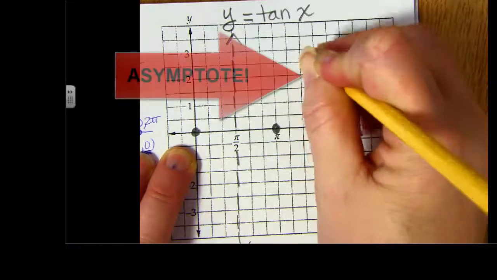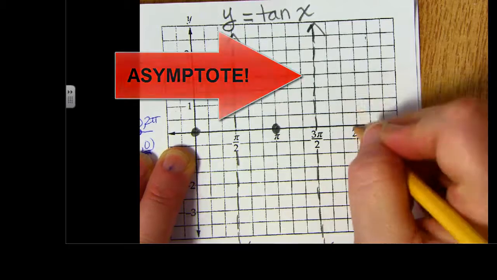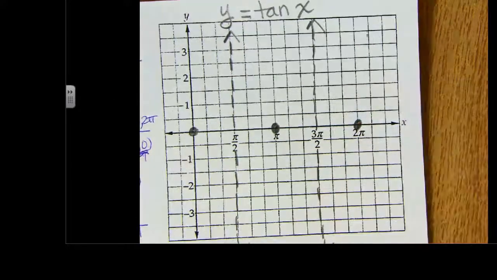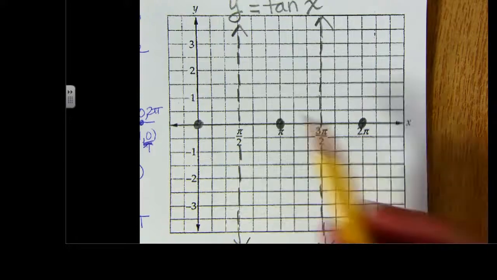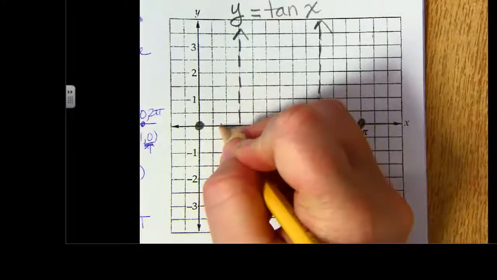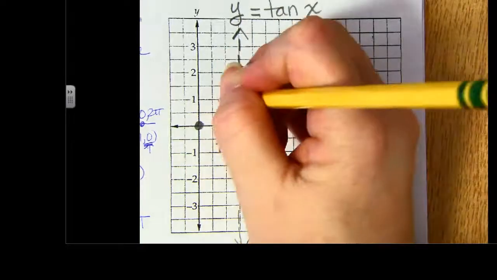Tangent of pi is 0. Tangent of 3 pi halves is undefined, so there's another asymptote. And the tangent of 2 pi is 0. So that's pretty uninteresting right now. We need to come up with some other points in between. So let's go halfway between 0 and 90, or at 45 or pi fourths radians. Tangent of pi fourths is 1.